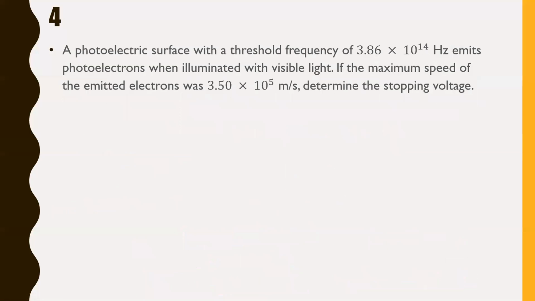A photoelectric surface with a threshold frequency of f0 emits photoelectrons when illuminated with visible light. If the maximum speed of the emitted electrons was 3.50 times 10 to the 5 meters per second, determine the stopping voltage. Ooh, all right. Pause the video here, give this one a try.